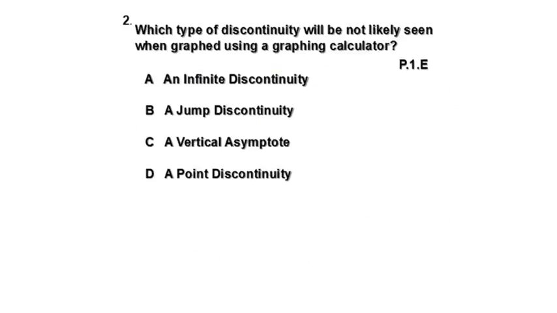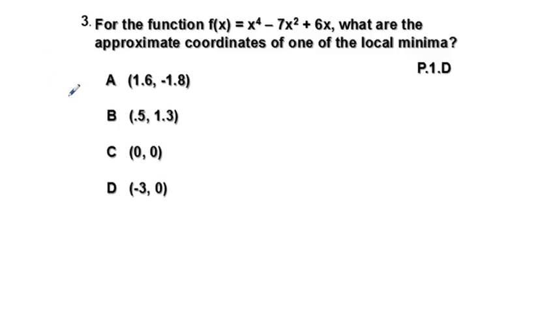Next, 2. Which type of discontinuity will not be likely seen when graphed using the graphing calculator? Well, that's going to be your point discontinuity, which also can be called your removable discontinuity, or hole. That's number 2. Number 3, for the function f(x) equals x to the 4th minus 7x squared plus 6x, what are the approximate coordinates of one of the local minima?